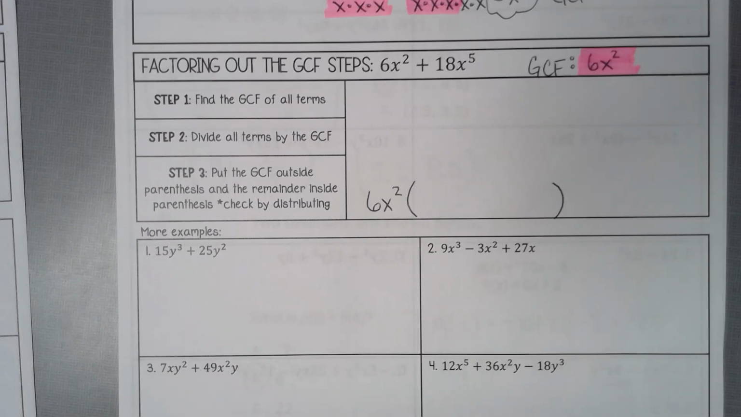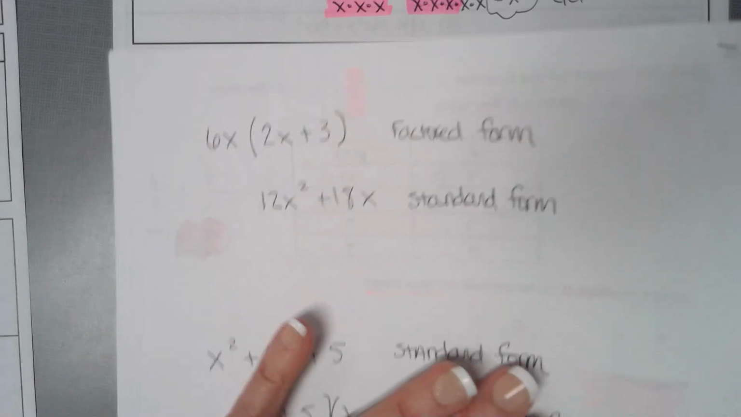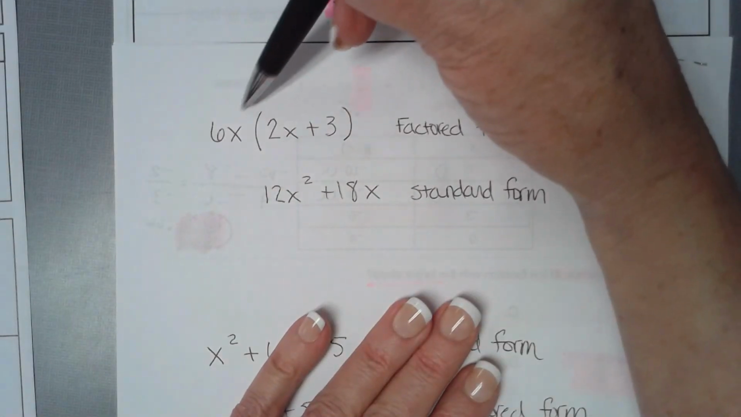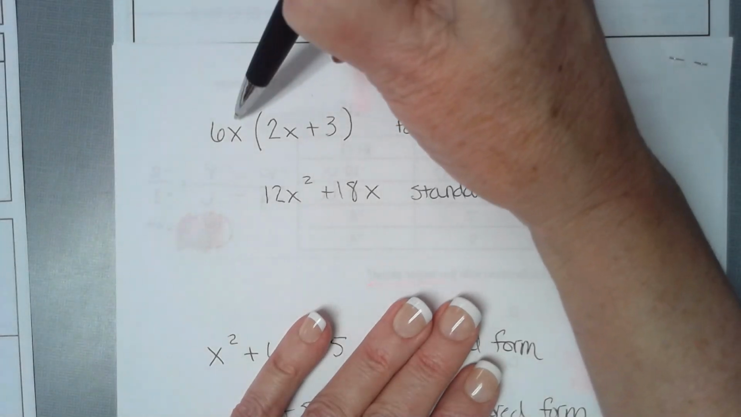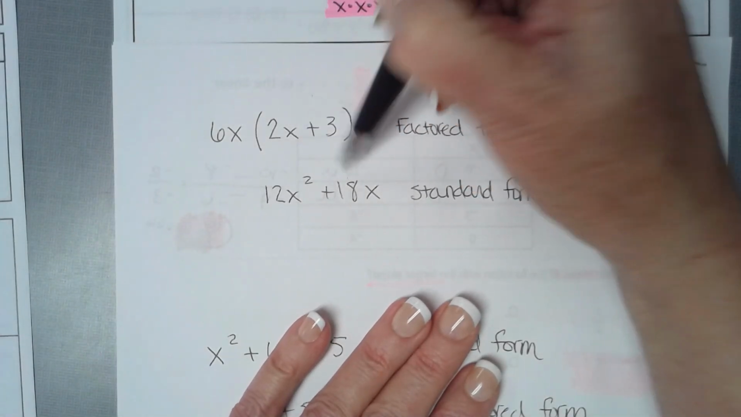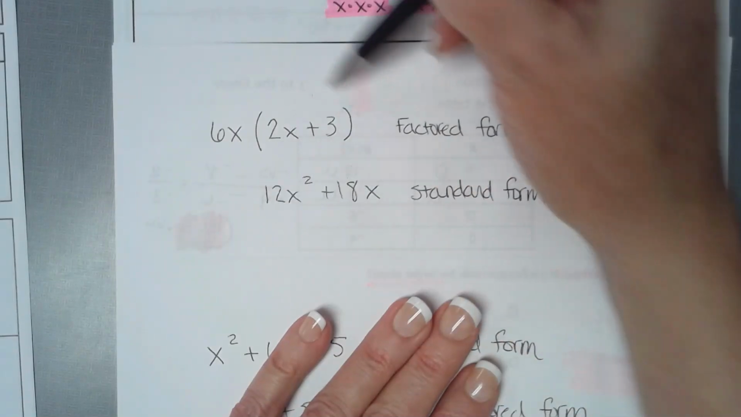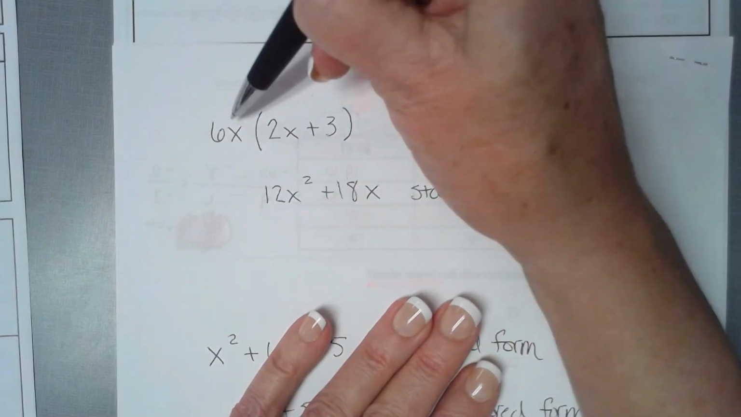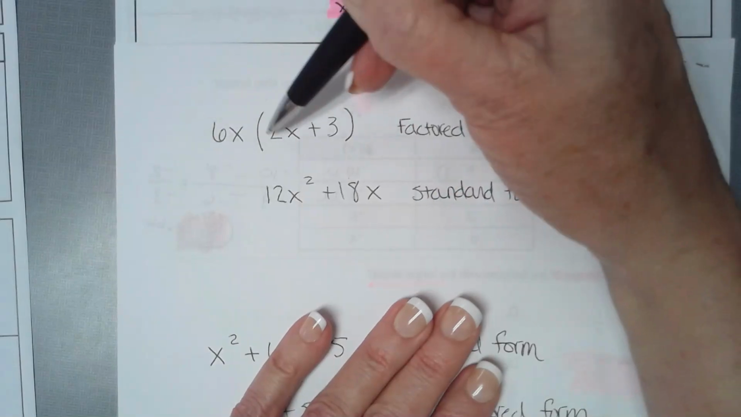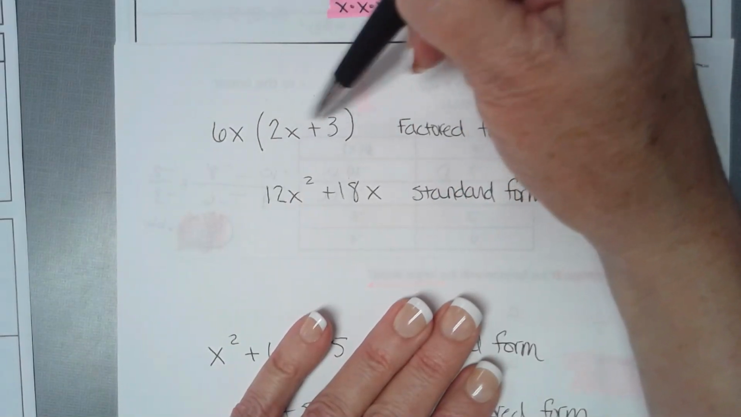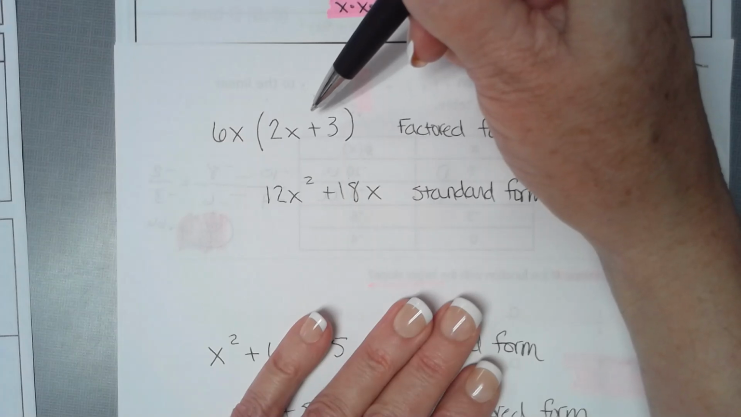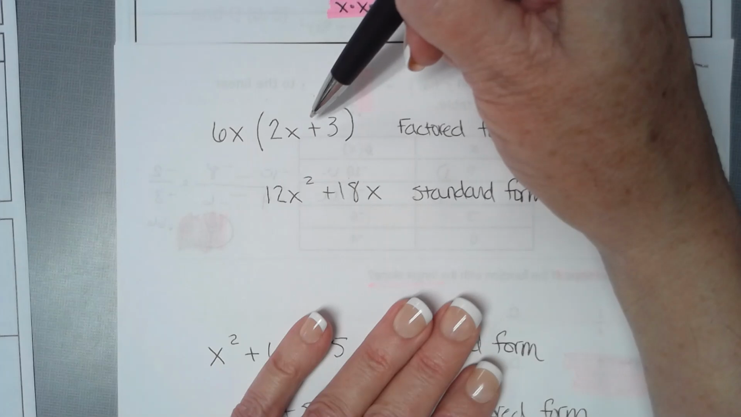Okay, and I just want to remind you where we're going. Take a look at this. If I gave you this, you would distribute and get this. We are now looking at this and going backwards. Look what's going on. There's a greatest common factor out here, and I've got to fill in the parentheses. It's almost like I'm doing distribution in reverse.